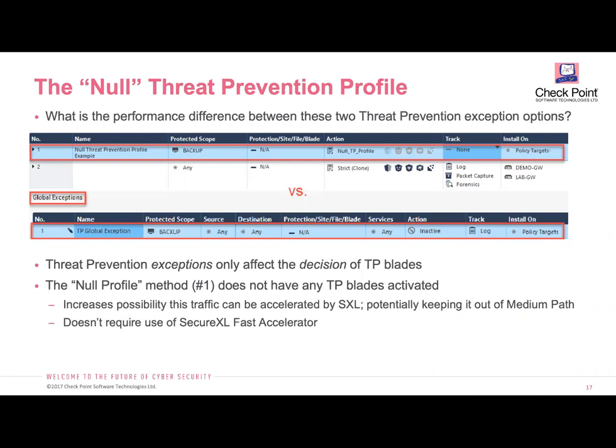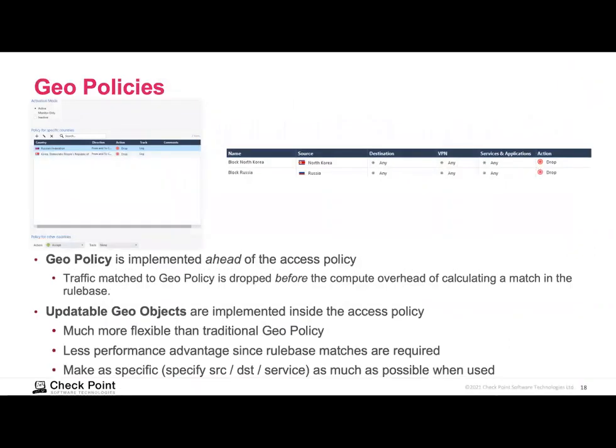So I have one last thing to throw out here, which is geo policies. I love geo policies. Use them wherever you can. The traditional geo policy section of the gateway is implemented ahead of the access policy. What that means is that before we even get to a rule-based match, and remember, rule-based matches consume resources, geo traffic would drop first. So this is the fastest, most efficient way to discard unwanted traffic off your gateway.